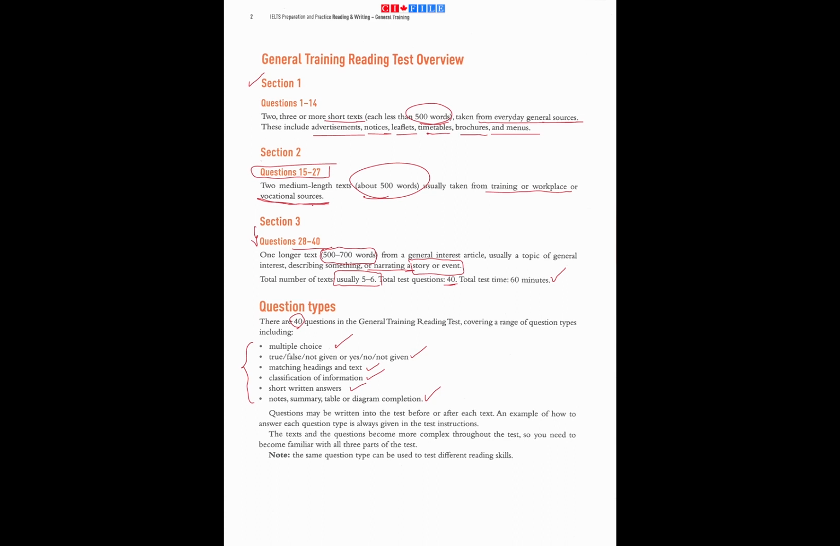Questions may be written into the test before or after each text. An example of how to answer each question type is always given in the test instructions. The texts and the questions become more complex throughout the test, so you need to become familiar with all 3 parts of the test. Note, the same question type can be used to test different reading skills.